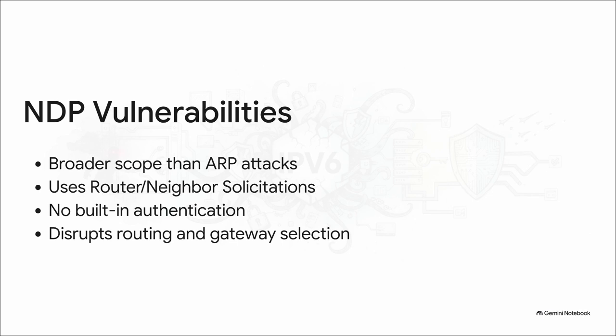It just assumes everybody on the local link is a trusted friend. A single forged message here doesn't just mess with your address resolution, it can completely break routing, gateway selection, and even duplicate address detection. It can literally take down your entire local environment.